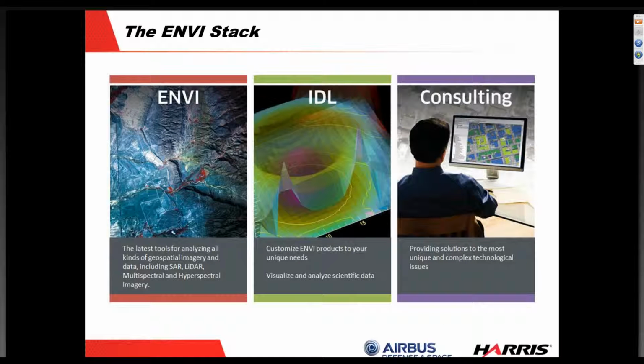So here's a quick depiction of the ENVI stack. It consists of ENVI, which is an image analysis software that is designed to extract information from geospatial data. We use all different kinds of data. We can do a lot of different types of analysis, and I can show you a couple of those here in a second.